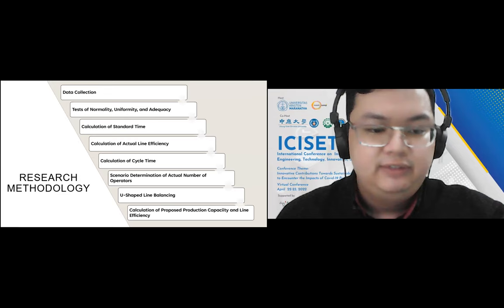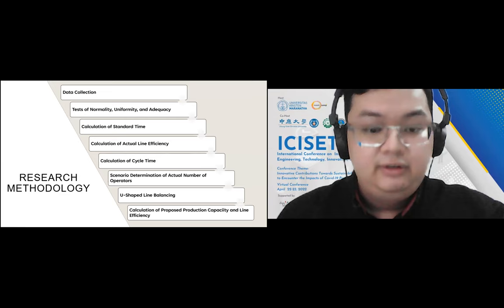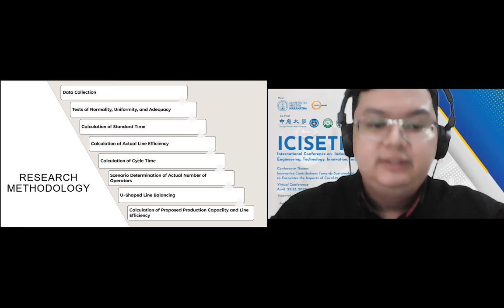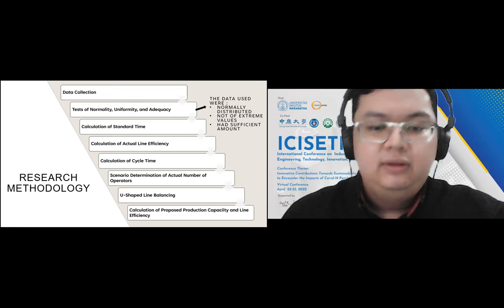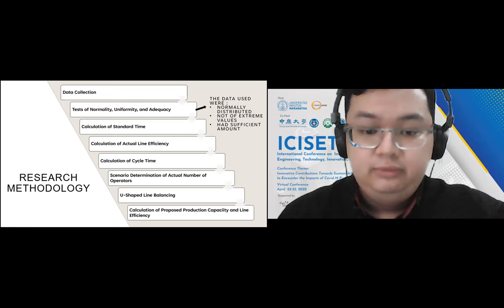This research began with data collection, which was obtained from direct observation on the actual manufacturing production line and also from the company's documents. The next step was testing for normality, uniformity, and adequacy that were performed using IBM SPSS Statistics 21 with a confidence level of 95%. All these tests were used so that the data used were normally distributed, free of extreme values, and had a sufficient amount to process in the further data processing.